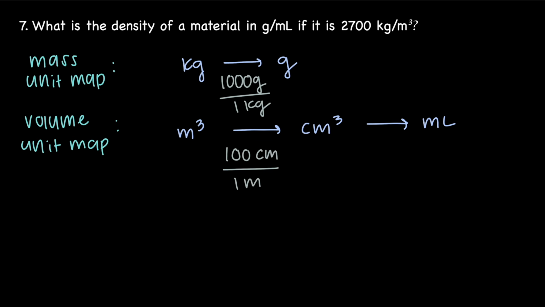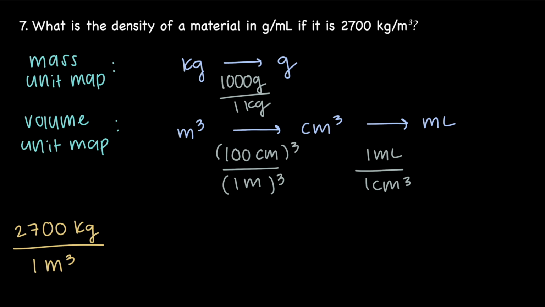There are 100 centimeters in every 1 meter. We need to cube both top and bottom to make it cubic units. There is 1 milliliter for every 1 cubic centimeter. Setting up the conversion, we start with 2,700 kilograms over 1 cubic meter. We could cancel out kilograms first or cubic meters first. Any order will be okay. I will start by canceling out kilograms first.